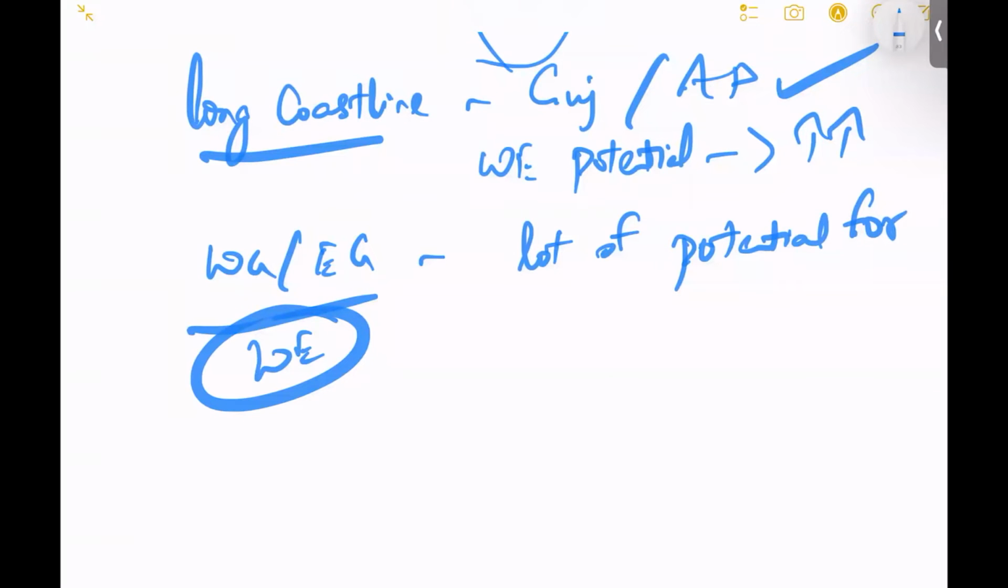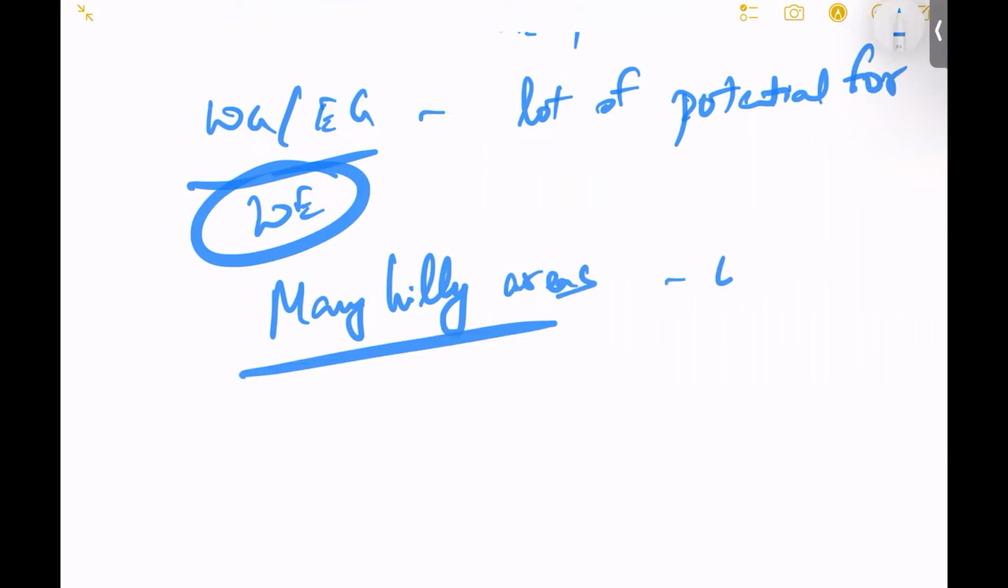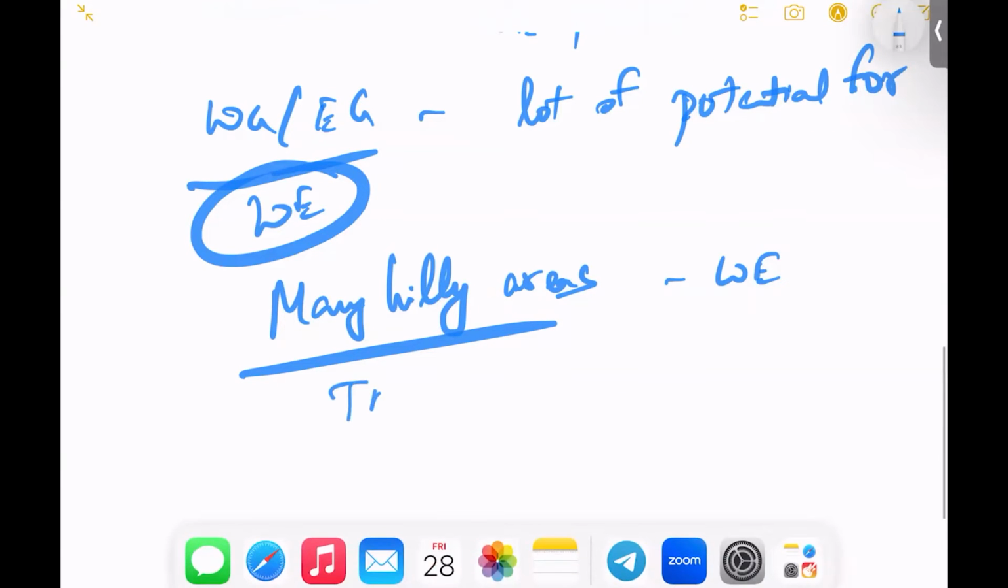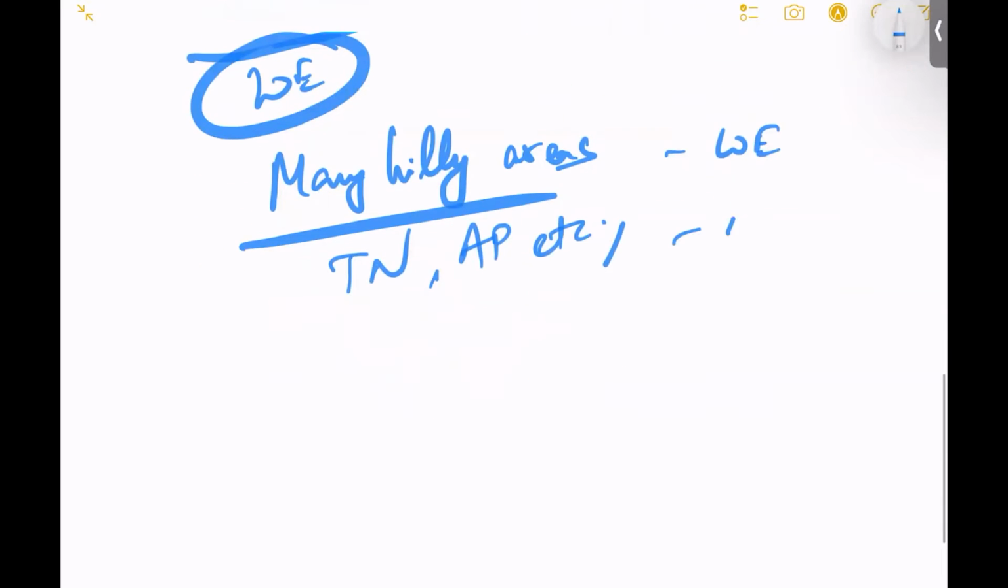And then many hilly areas, they also have the potential for wind energy. Okay. And then, okay, areas like Tamil Nadu, AP, etc. also have a lot of potential for wind energy.